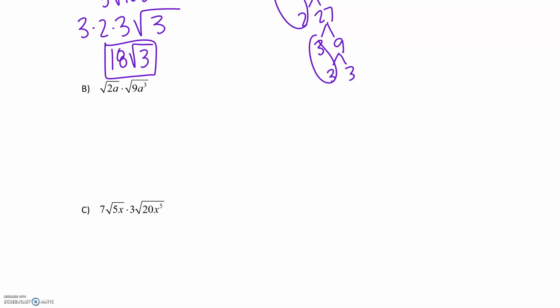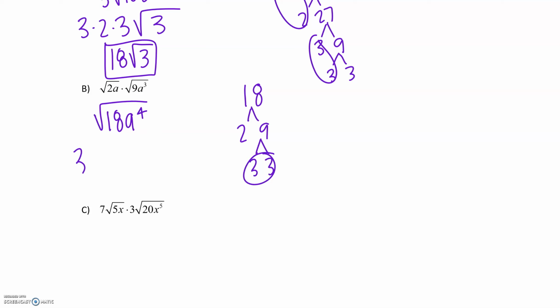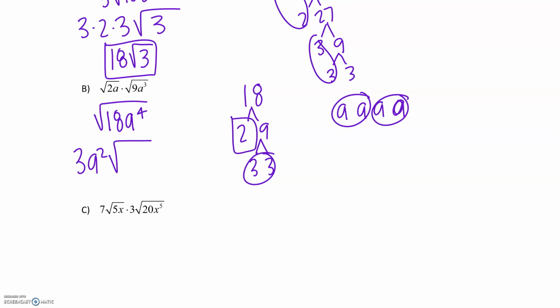Perfect. Going down to the next one. In our radical, we're going to have 18 a to the 4th. So if we do that, we're going to have 18, which is 2 times 9, which gives us 3 and 3. So we're going to have 3 a squared, because if we've got a times a times a times a. Okay, and on the inside, we are left with this 2 right here. So we should have 3a squared square root of 2.